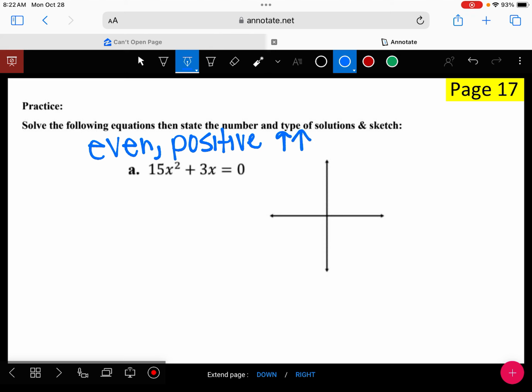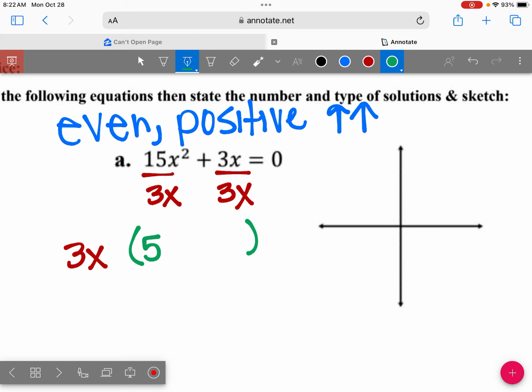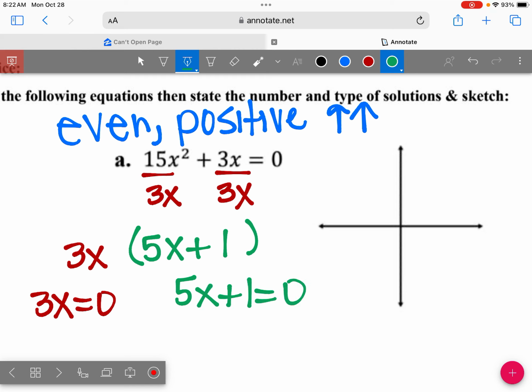So now let's look for our greatest common factor. 15 and 3 can both be divided by 3. And we can also take out an x. So 3x is my first factor. And then we have 15 divided by 3, which is 5x plus, and then 3 divided by 3 is 1. All right, let's set both of these equal to 0. Go ahead and get your two solutions. One of them is a fraction and one of them is 0.